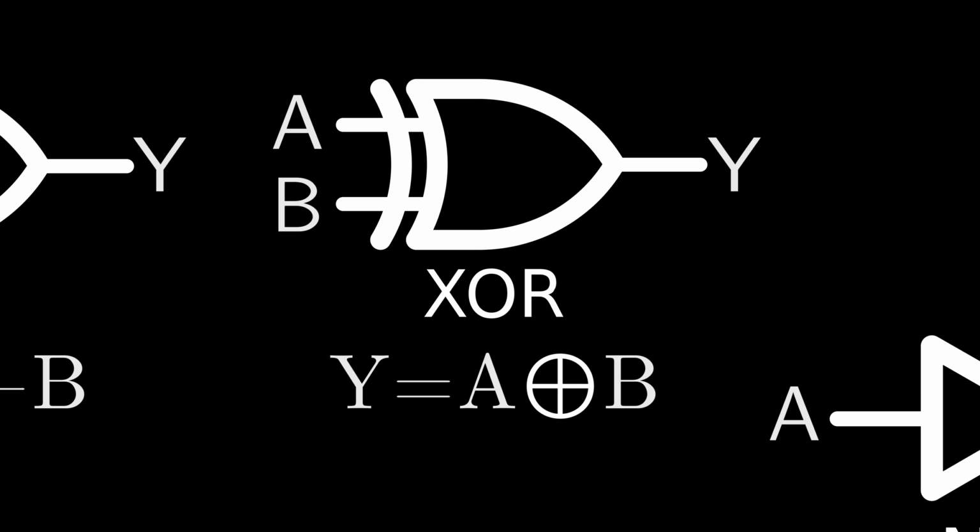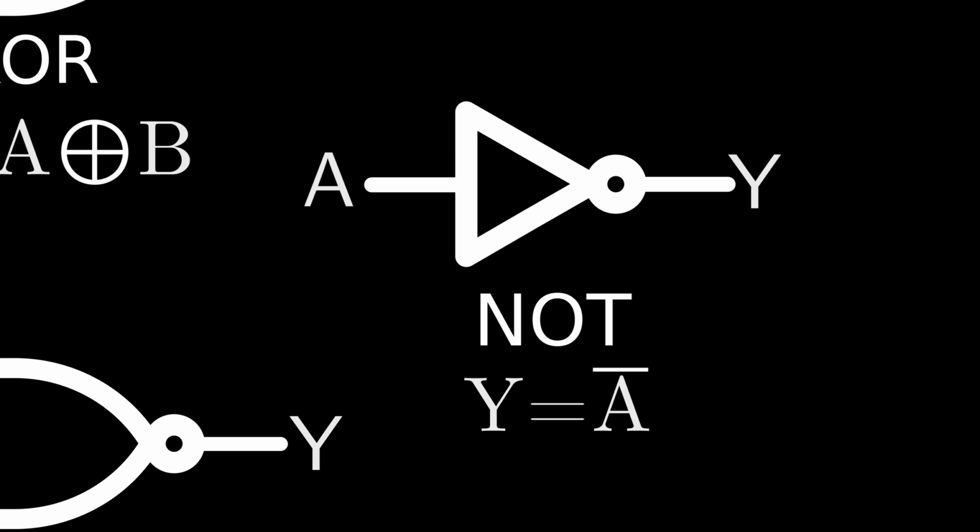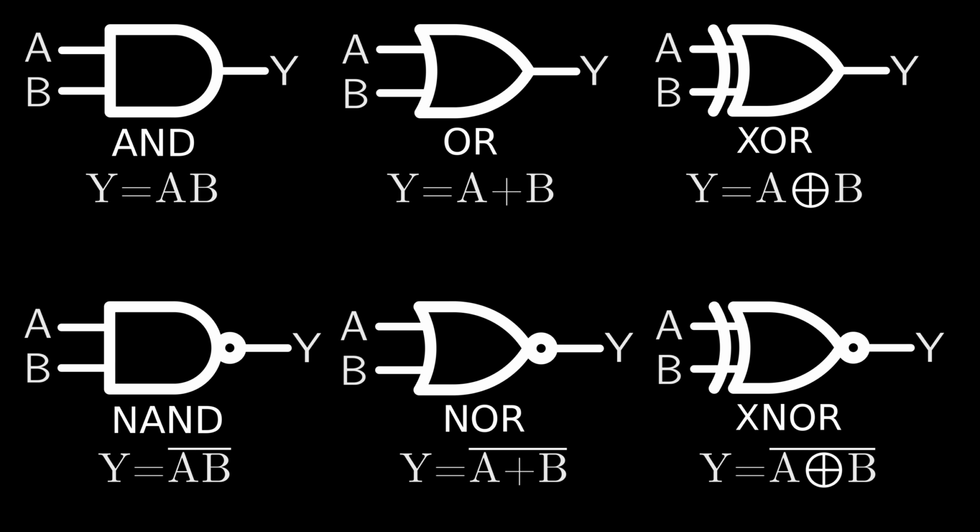For the XOR gate, we use a circled plus. This is the XOR operator. The expression for the NOT gate is A negated. The line on top represents negation. The expressions for the NAND, NOR and XNOR gates are the same as the expressions for the AND, OR and XOR gates respectively, except the outputs are negated, so we draw a line on top like this.